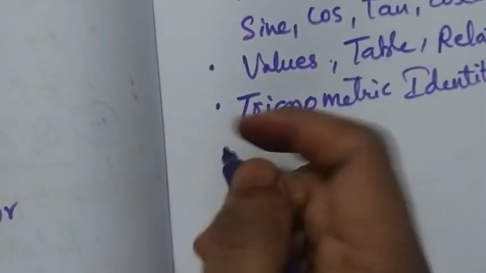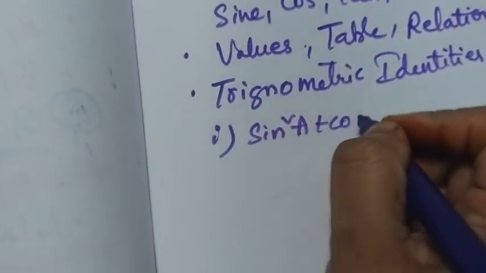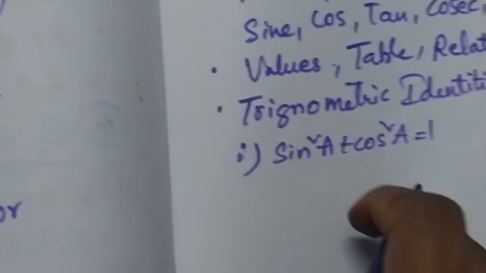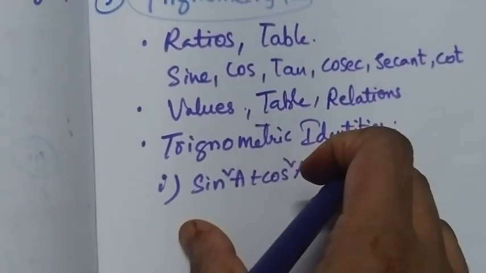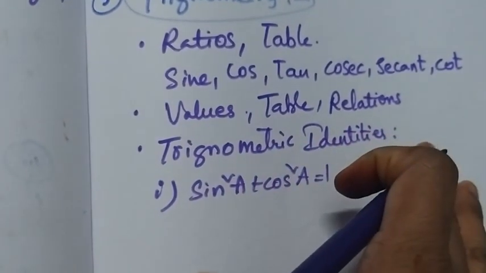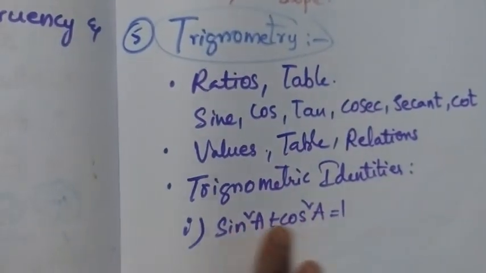Trigonometry identities, that is sin²A + cos²A = 1, and like this we have formulas. We have to prove those identities. If given, we can easily prove those values. So learn these topics, children, in trigonometry, very easy.